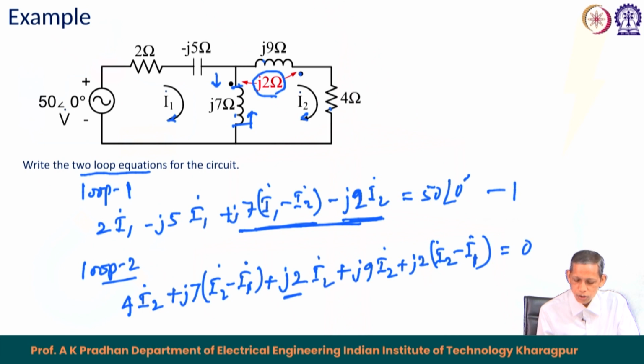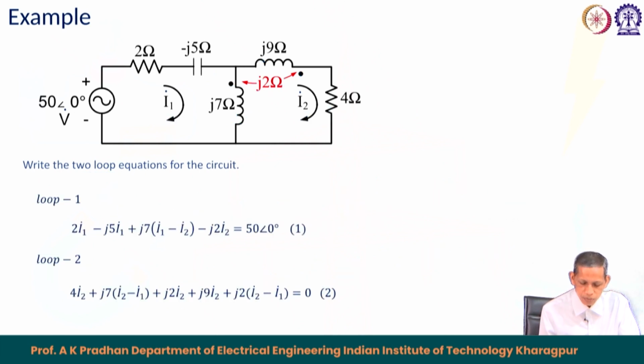So, these are the two equations for the corresponding circuit. That is the summary of these two equations, equation 1 and equation 2. 2 I 1 minus J 5 I 1 plus J 7 I 1 minus I 2 minus J 2 I 2, because here current I 1 minus I 2 is entering the dotted terminal and I 2 is leaving the J 9 ohm. Therefore, this becomes minus J 2.